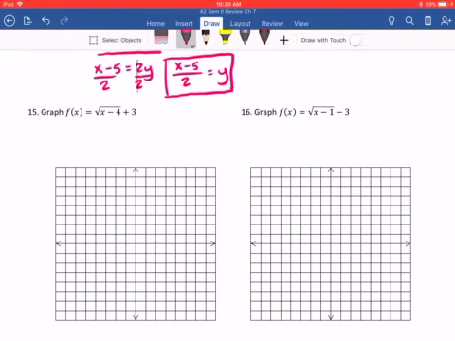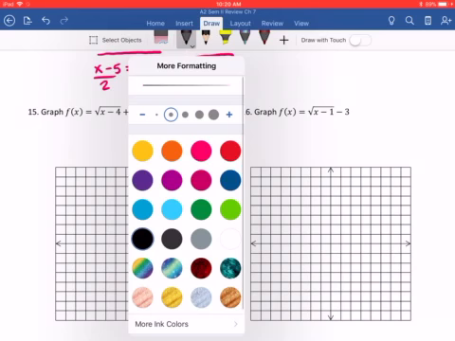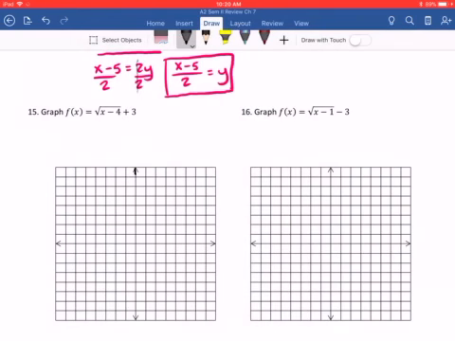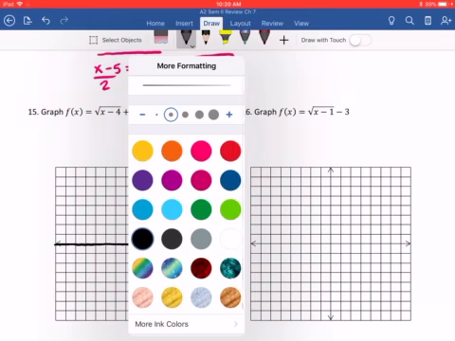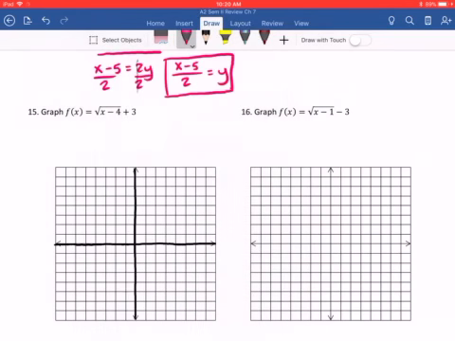And let's look at number 15 here. I'm just going to put these axes in here so you guys can see a little better what's going on in this problem. And the first step we have to take here is to actually just graph what we call the parent function. So let's make a table of x and y values here.